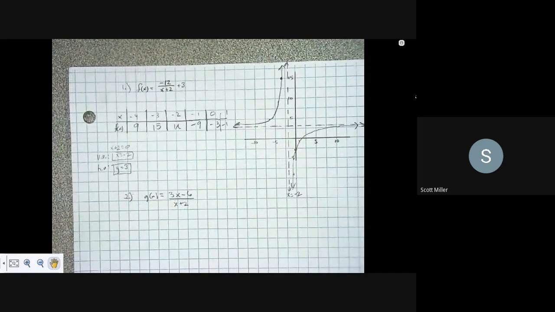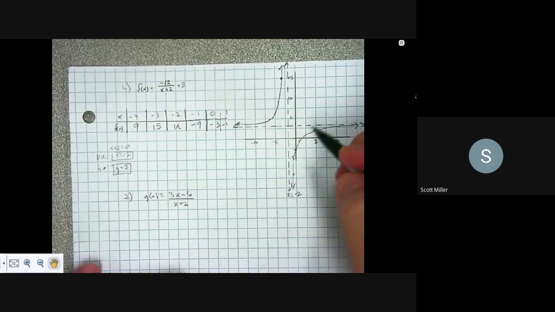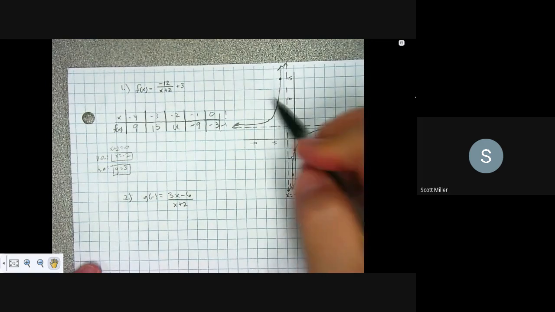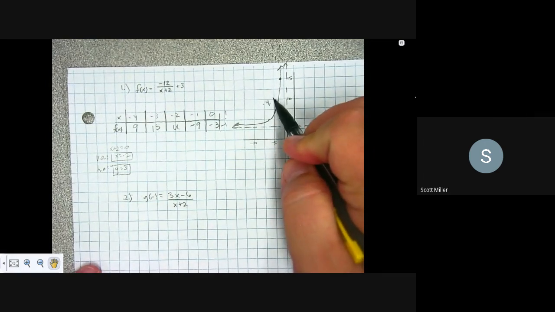So there's that graph. Okay? Label a couple points on each branch. Here is (0, -3). Over here, we had (-4, 9).